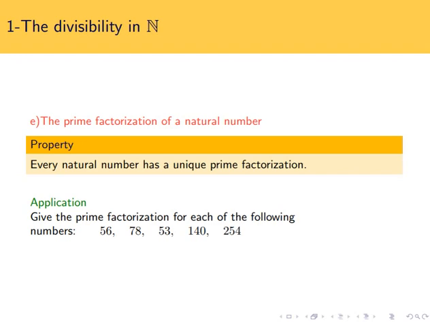56. We can start by dividing by the lowest prime number, 2. The quotient is 28. We can divide also by 2. The quotient is 14. We can also divide by 2, and the quotient is 7. 7 is a prime number. We can divide by 7.